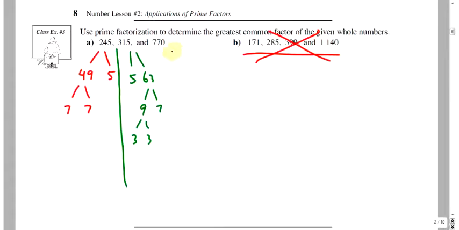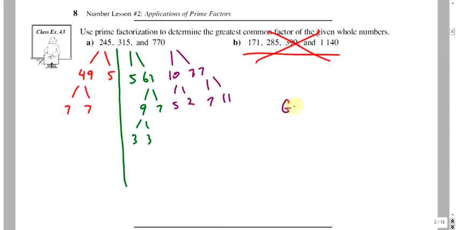Finally, 770. What do you want to take out of there? Yeah, I was going to say, most people, well, it ends with a 0 or a 5. Take a 5 out, but let's make it a little bit bigger. It just makes our tree a little wider and a little less long. Because sometimes they don't give you a lot of room to work here. So 10 times 77 is 770. 10 is 5 times 2. 77 is 7 times 11. And are we done? Okay.